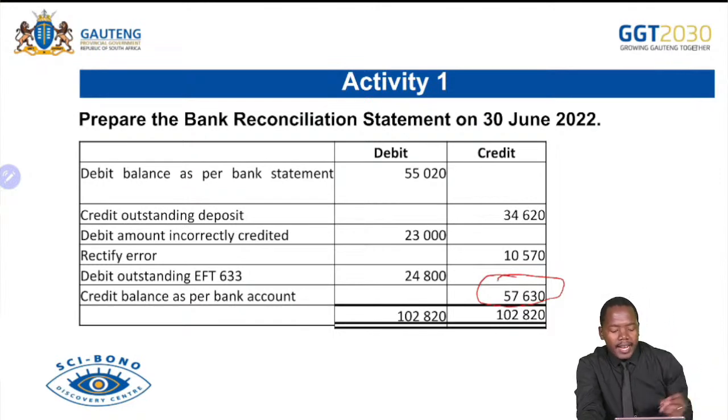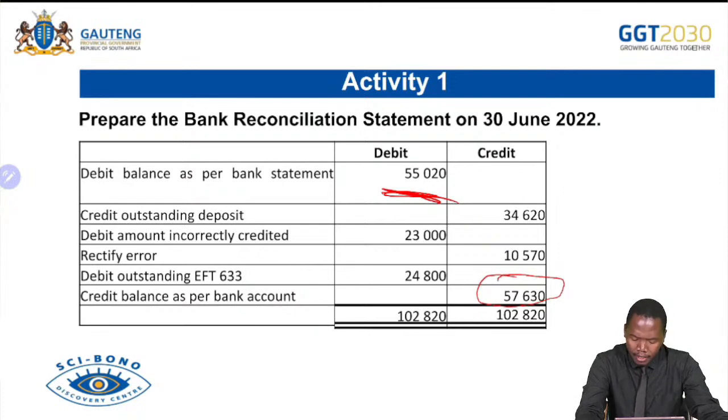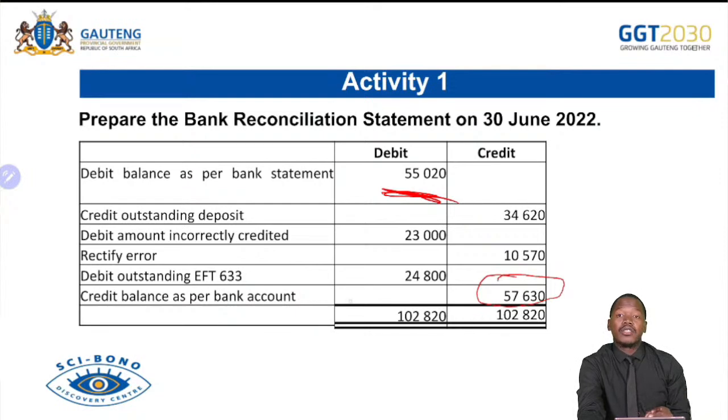Now, how do we arrive at the 55,020 rands? We will check which side is bigger. If we say 34,620 plus 10,570 plus 57,630, that is my credit side, Grade 12s. We get it as our bigger side. As you can see, there is 57 and 34, so it's 80 something already. So we have a bigger amount. Right, so the bigger side now becomes 102,820. Now we'll take the total and record it on both sides.